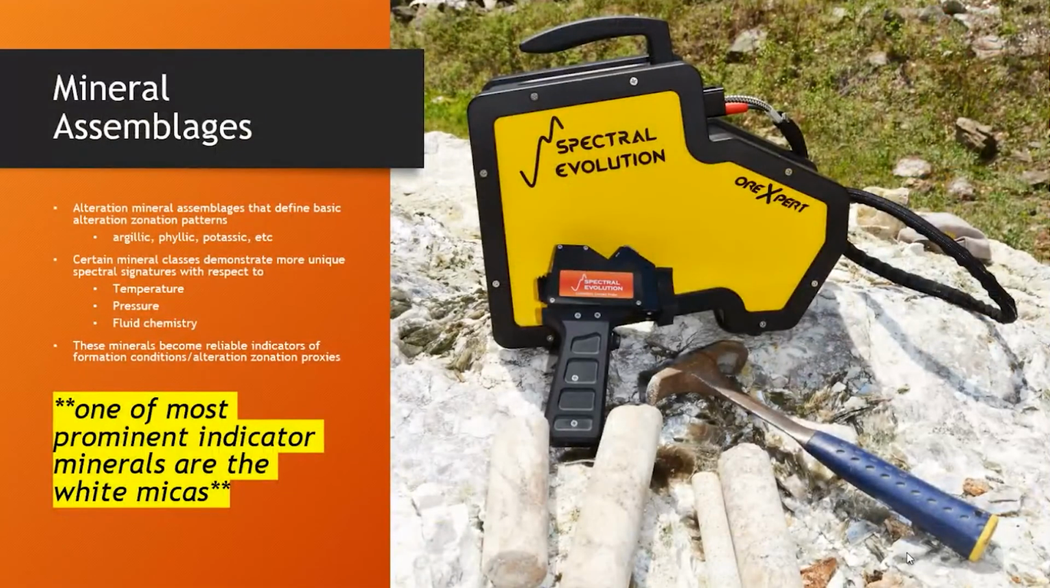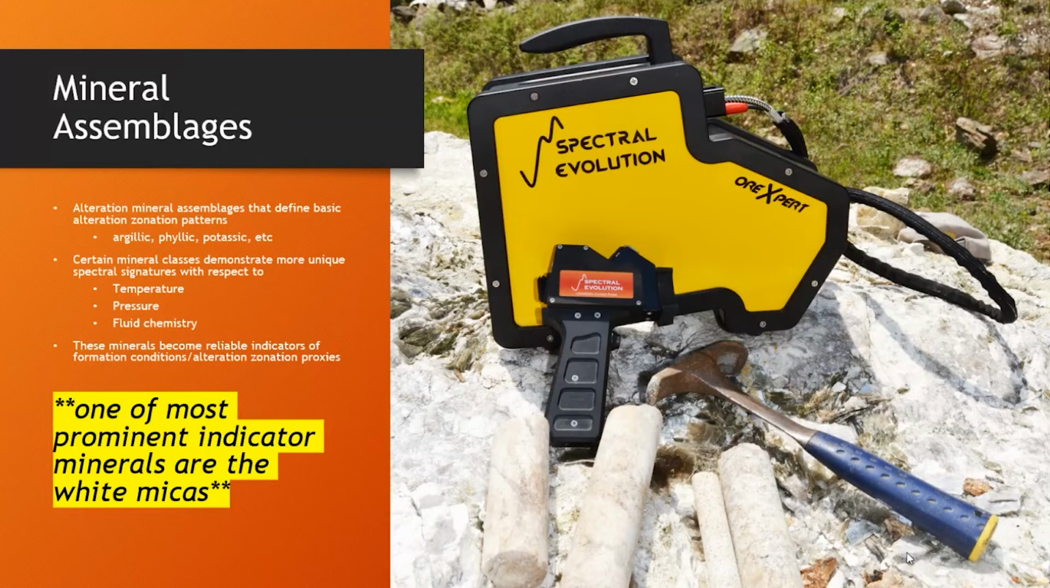Geologists particularly focus on alteration mineral assemblages that define basic alteration patterns like argillic, phyllic, potassic, etc. Now, certain mineral classes, including both mineralogical and textural, demonstrate more marked variability with respect to these changing conditions of formation, like temperature, pressure, and fluid chemistry. These minerals become reliable indicators of formation conditions and thus alteration zonation proxies.